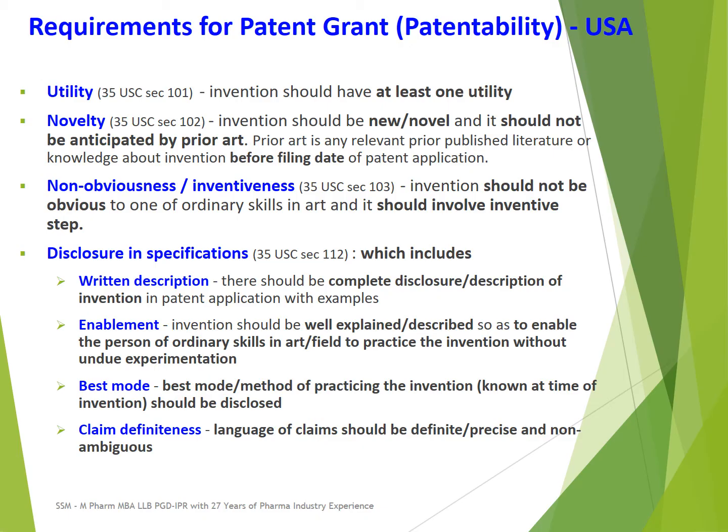Next requirement for patentability is disclosure in specification, which involves written description requirement. There should be complete disclosure of your invention in the description section. You cannot hide anything about your invention. You have to disclose your invention completely along with the examples in a simple manner.